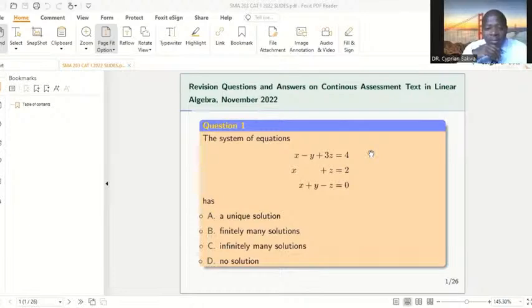These are part of questions that I've given in a continuous assessment test in November 2022. So I just want to show you how to go through these questions and get the answers.